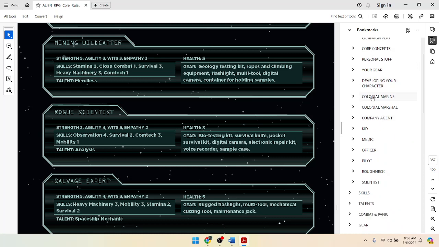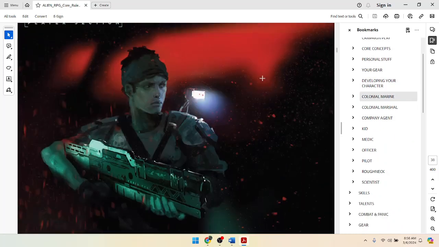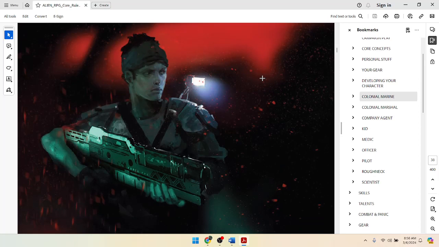The classes, Colonial Marine. That's pretty obvious, right? They're there for security. They maintain, just in case something happens, right? You never know what's going on. You're out in the middle of nowhere, so you need a couple of people who got some good machine guns and who know how to use them and who can protect the colony.